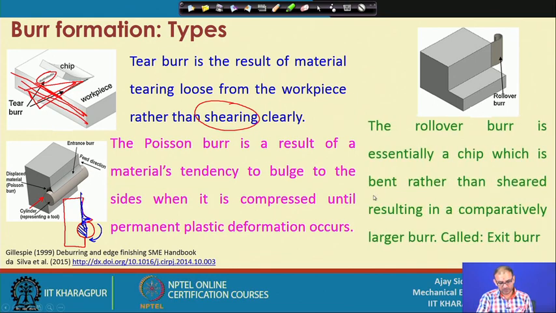And this is the rollover burr. It is essentially a chip which is bent rather than sheared, resulting in a comparatively large burr. This is mostly called the exit burr. So your cutting tool is here.